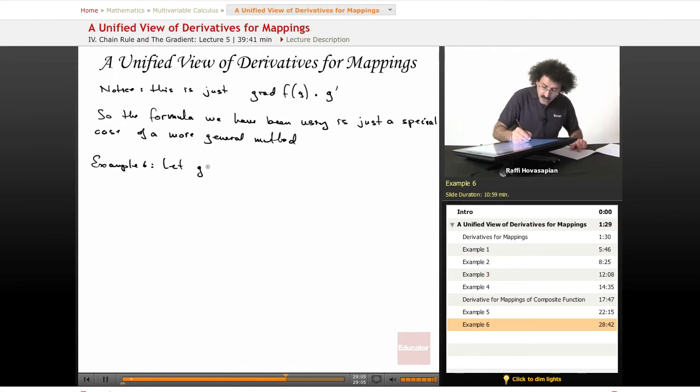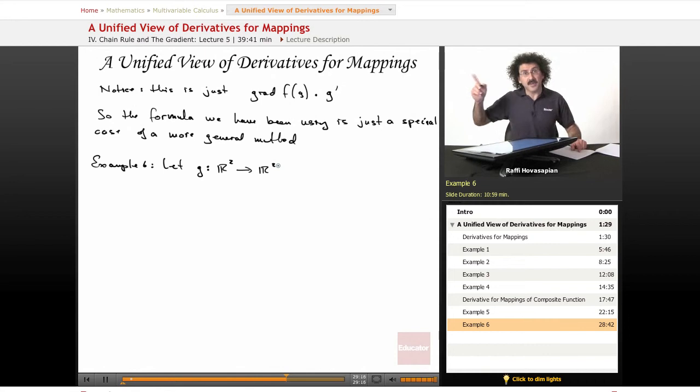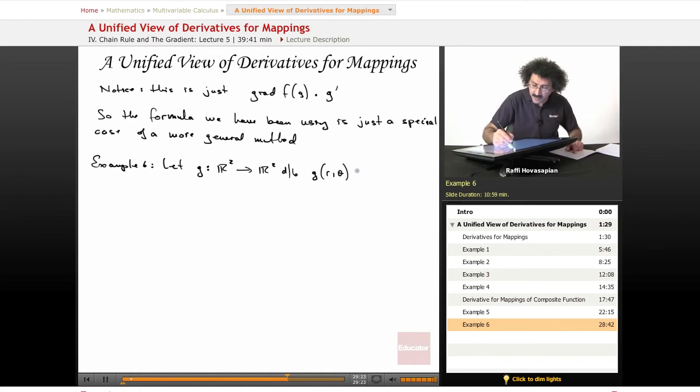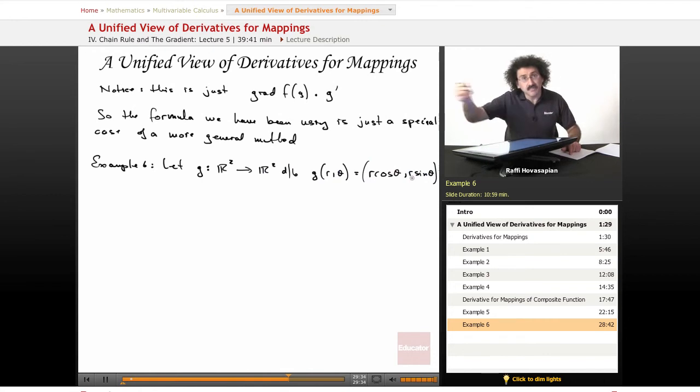All right. So we will let G be a mapping from R2 to R2. So this time R2 to R2 will take points in 2 space and map them to points in 2 space, defined by G of r theta is equal to r cosine theta, r sine theta. So it's a function of 2 variables and you're spitting out 2 things. So this is our x and this is our y, if you will. First coordinate function, second coordinate function.